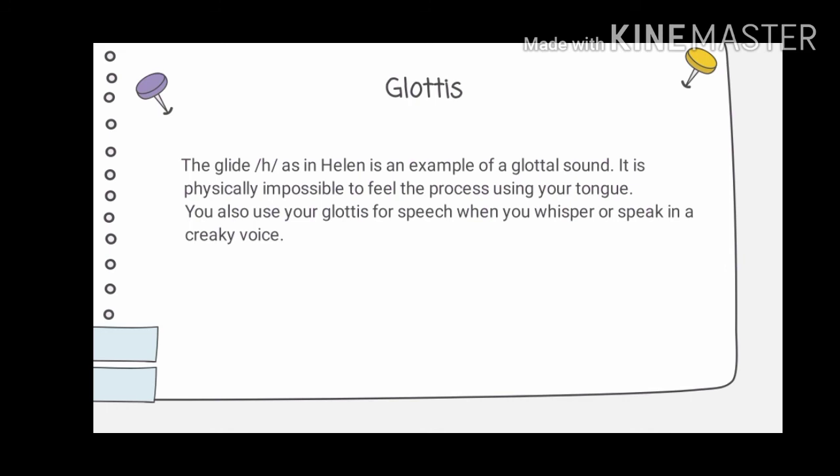It's physically impossible to feel the process using our tongue. So the sound is just made through the mouth and is aspirated, which means air comes out of our mouth. And there are many examples of glottal sound, like whispering or speaking in a creaky voice. We use our glottis to pronounce glottal sounds when we are speaking in a creaky voice.